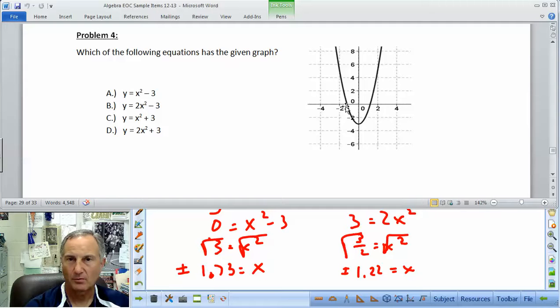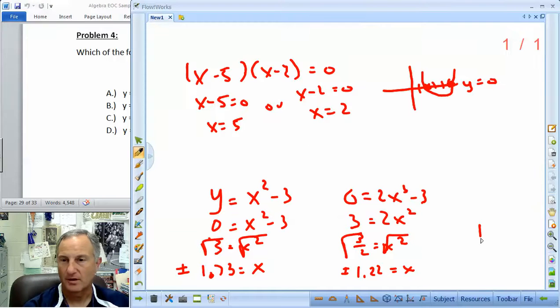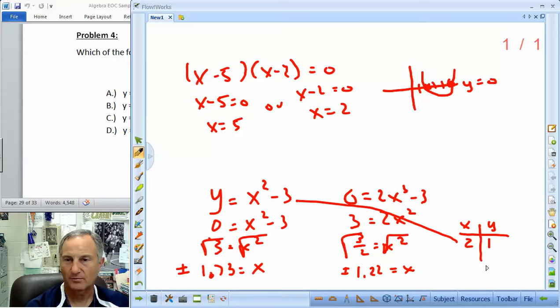1.73 would be way out here at 3/4. Another thing I could do is, what if I plug 2 in? 2 should give me something around 5. Right now it looks to me it's more this one. Let's plug in the point 2 for x into our graph, because remember the third way is to set up an xy table. And if I put 2 in for x into this equation, I'm going to get 2 squared minus 3. I'm going to get 4 minus 3, which is 1. That comes from this one. If I put 2 into this equation, 2 squared is 4, times 2 is 8. 8 minus 3 is 5.